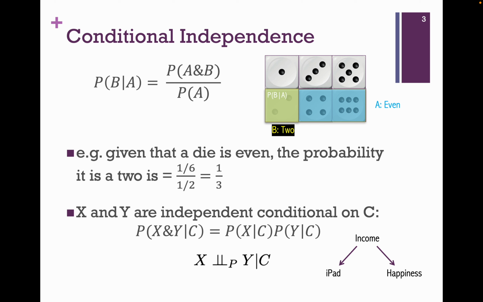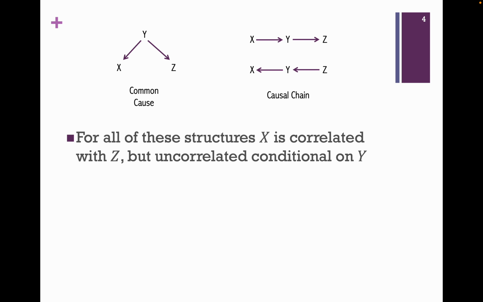Going back to the example in which the correlation between iPads and happiness is explained by income, the principle of the common cause indicates that the correlation between iPad and happiness will disappear conditional on income. So if we look at individuals all of the same income level, there will no longer be a correlation between iPad and happiness. Common cause structures are not the only ones for which X and Z are independent given Y. If we have a causal chain in which X causes Y and Y causes Z, it will also be the case that X and Z are independent given Y.